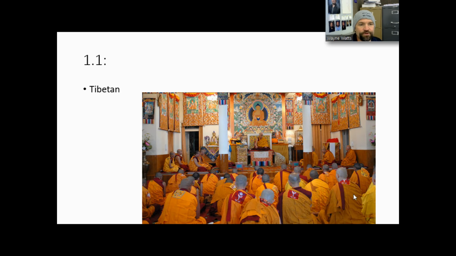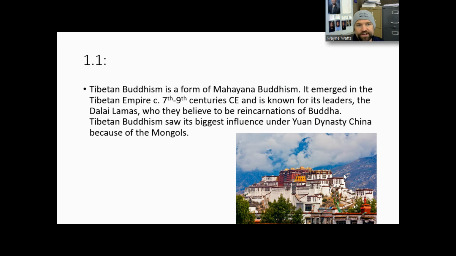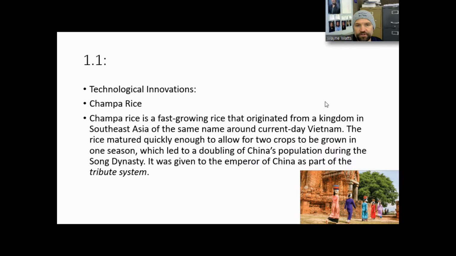Next is Tibetan Buddhism, which is very famous for its leaders called Dalai Lamas. Tibetan Buddhism became popular in, yes, Tibet, but also in Mongolia and saw its greatest height during the Yuan dynasty because of the Mongols. It's a type of Mahayana Buddhism. It emerged in the Tibetan Empire in the 7th to 9th centuries and is known for the Dalai Lamas, who are believed to be reincarnations of the Buddha. Tibetan Buddhism saw its biggest influence under the Yuan dynasty, China, because of the Mongols.